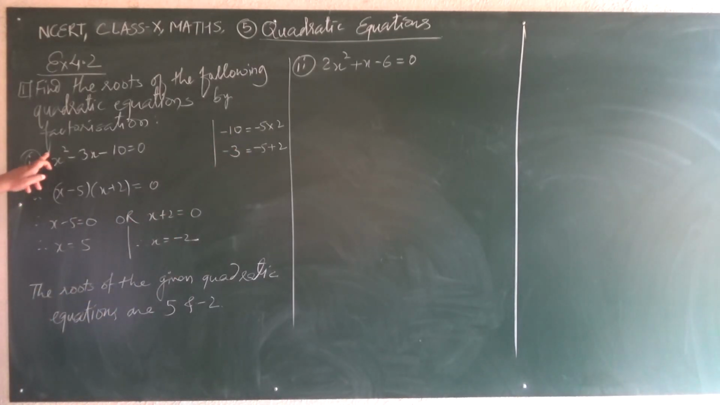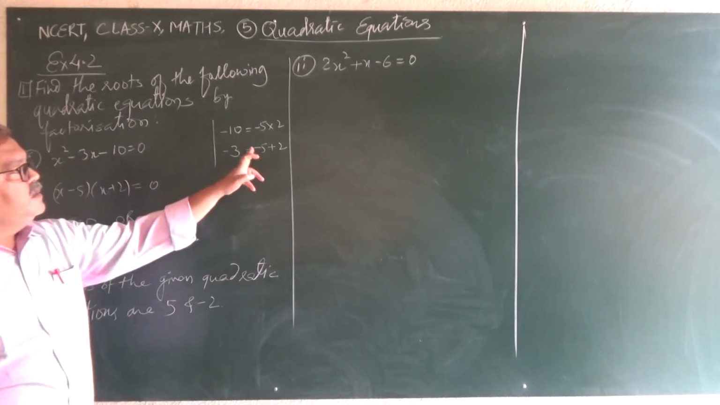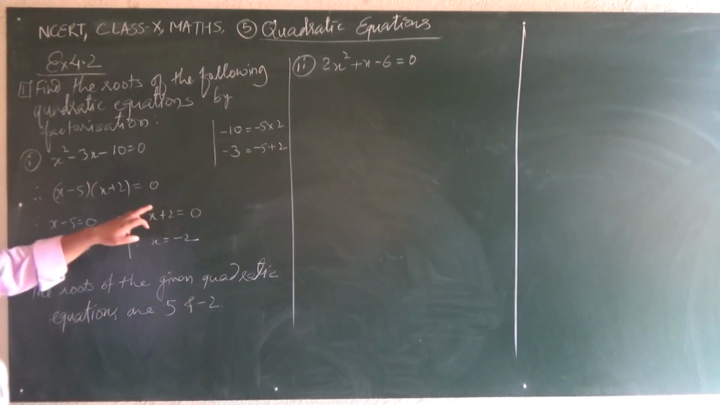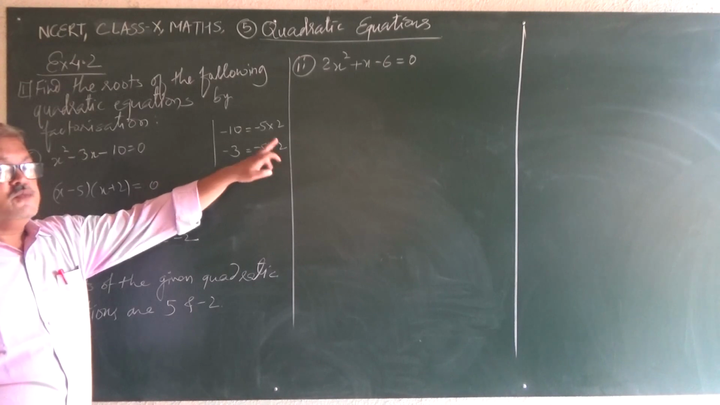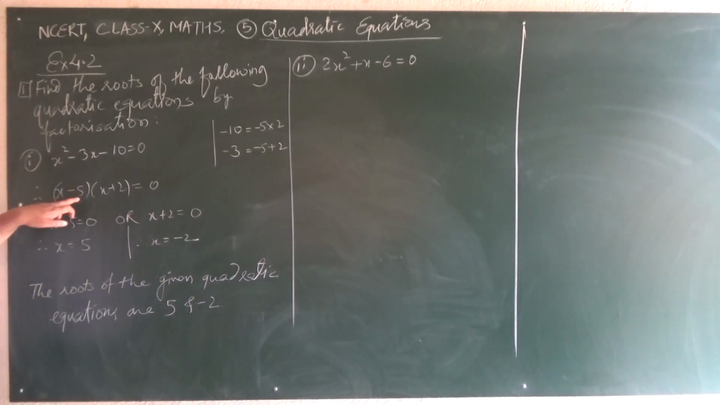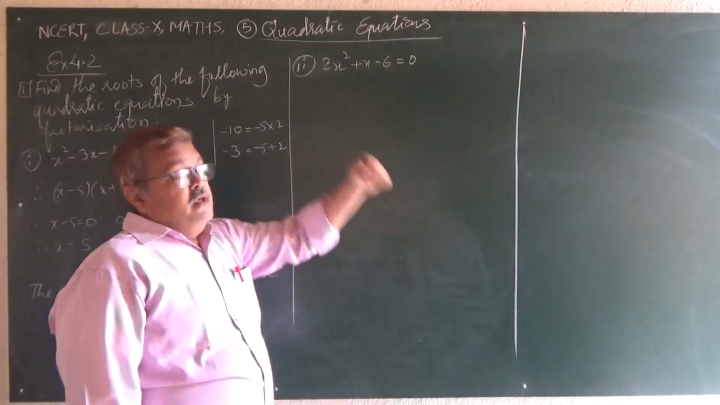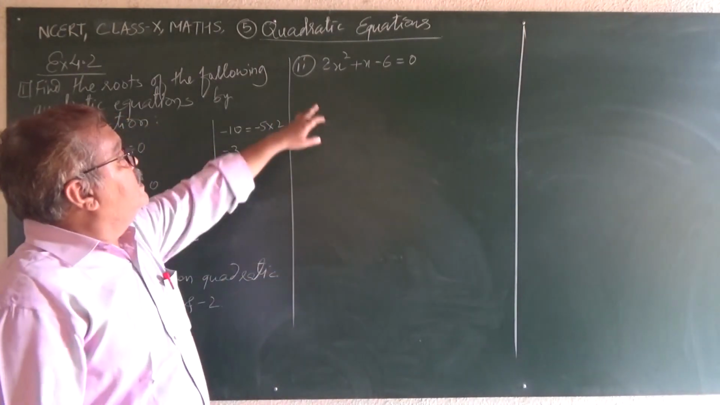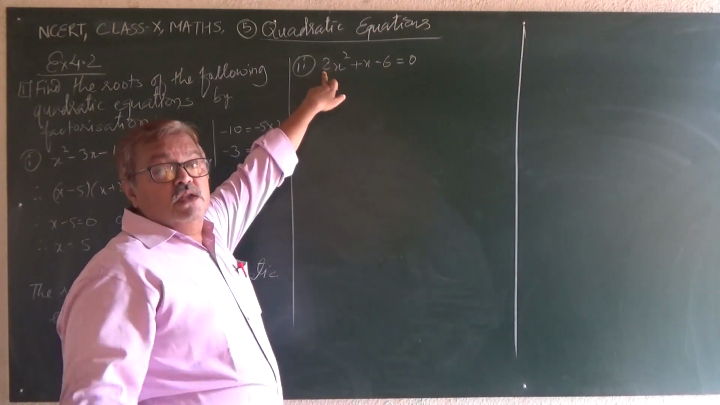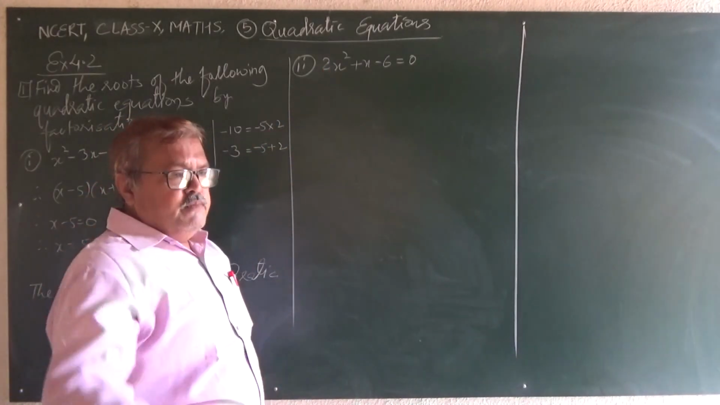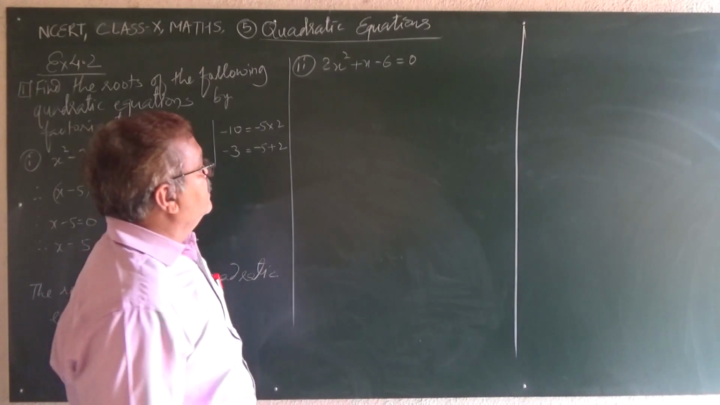Whenever the coefficient is 1, you can do minus 5 plus 2 is minus 3, splitting the middle term. Focus on this. So you will get x minus 5 and x plus 2. So I have written directly x minus 5 into x plus 2. Let us see the second sum. Here you cannot do it orally because the coefficient of x square is 2. Other than 1, we cannot do it orally. Some of you may master this and you can do it orally also. That is a different part.